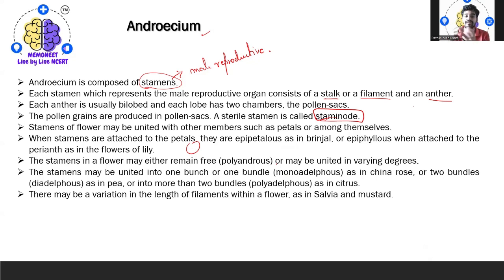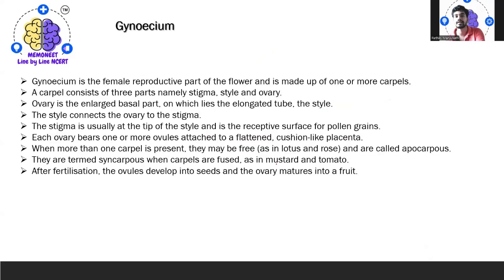Then their length also might vary. That is, there may be a variation in the length of the filament within a flower, as in the mustard flowers, or salvia flowers, you can see them.